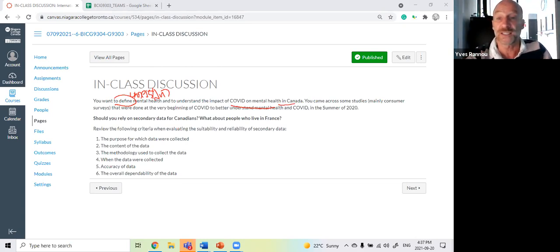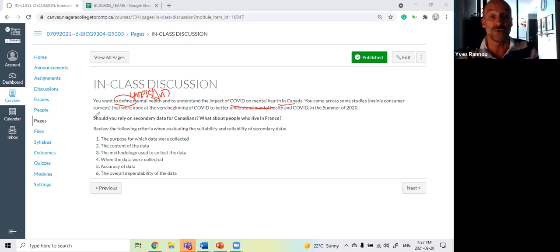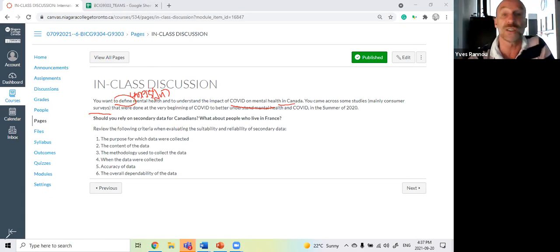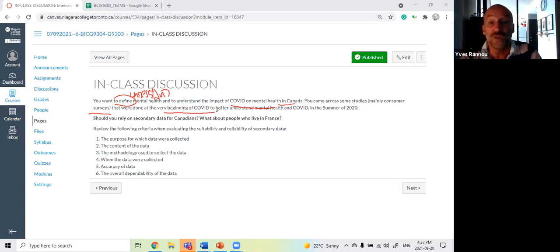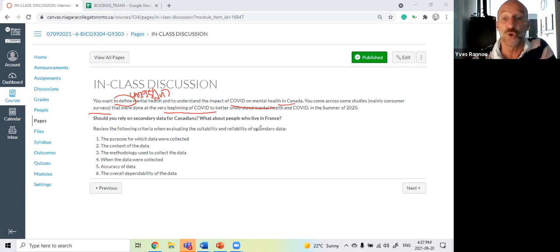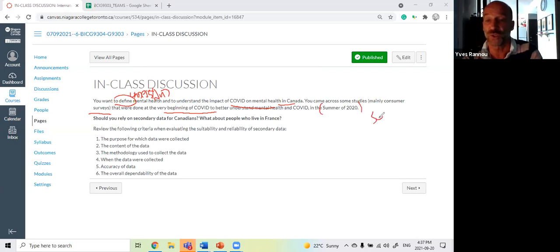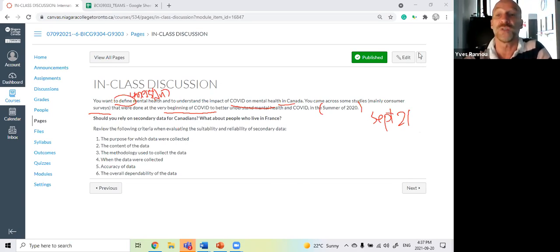You came across some studies, so that means you've done secondary research, mainly consumer surveys. I'm telling you that you've done some research, and what you found is that the research was primarily surveys done at the very beginning of COVID to better understand mental health and COVID in the summer of 2020. We are now in September 21st, right? And now I'm saying you want to understand what the impact of COVID is on mental health.